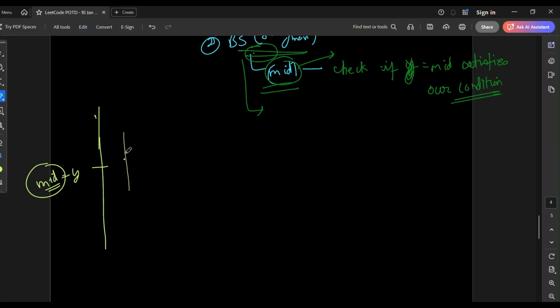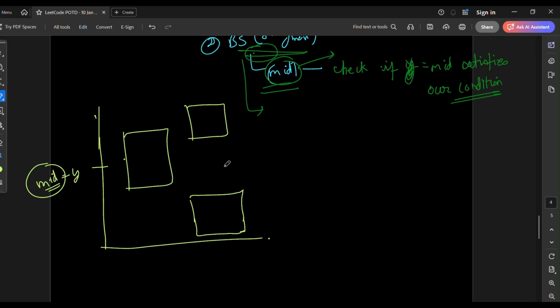There will be some squares cutting through it. There will be some squares which will be above it, and there will be some squares below it. This is a simple thing. So what I will do is, I will iterate through my array, the array squares. Then I will check the top and the bottom of this square.